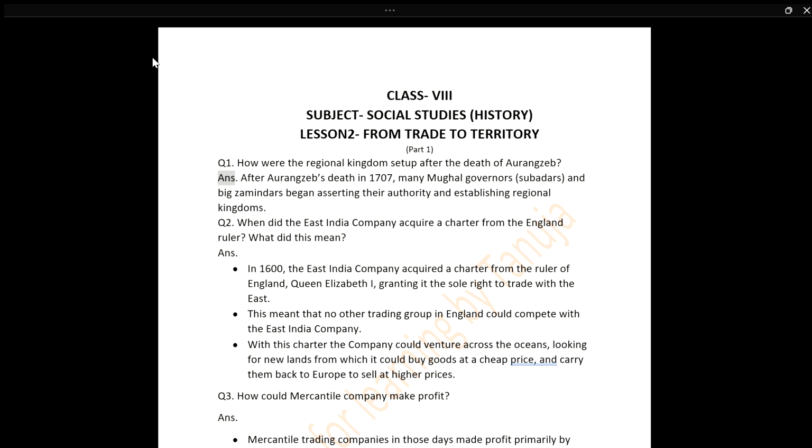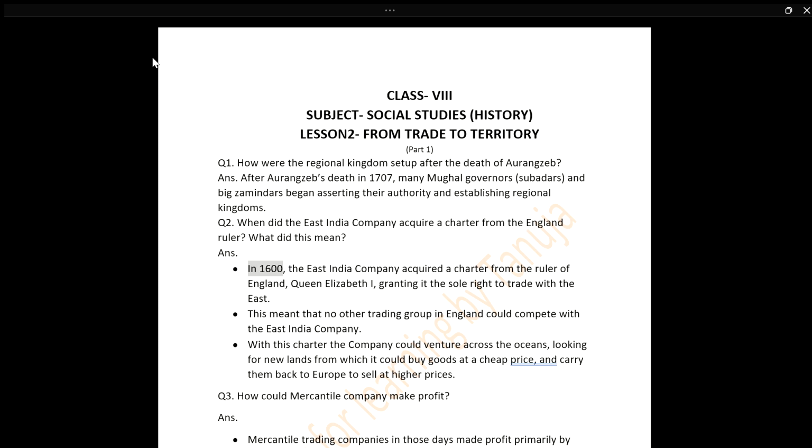Ans. After Aurangzeb's death in 1707, many Mughal governors, Subadars, and big zamindars began asserting their authority and establishing regional kingdoms. Q2. When did the East India Company acquire a charter from the England ruler? What did this mean?